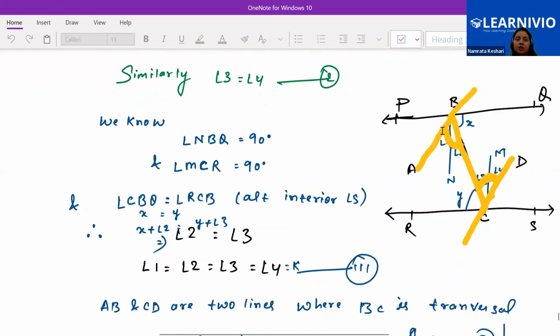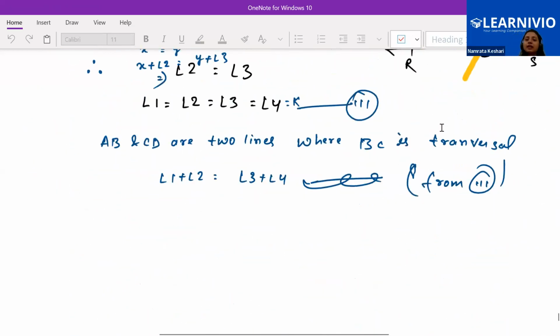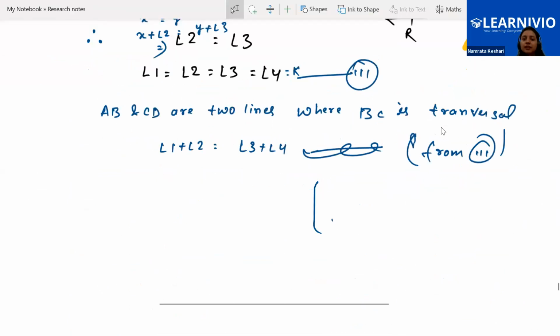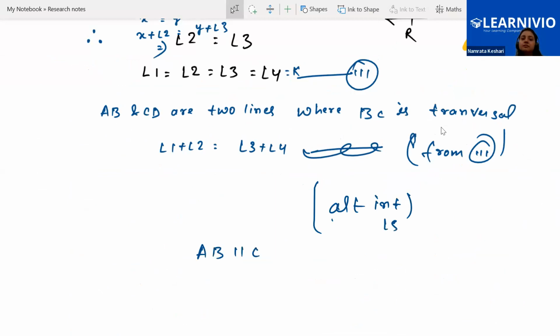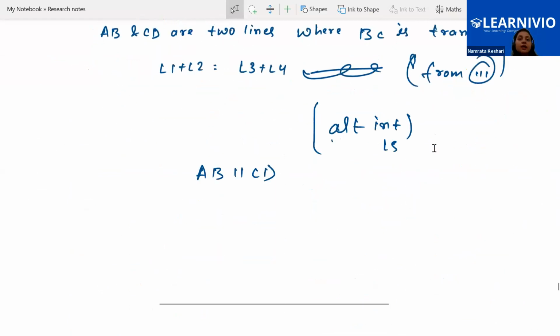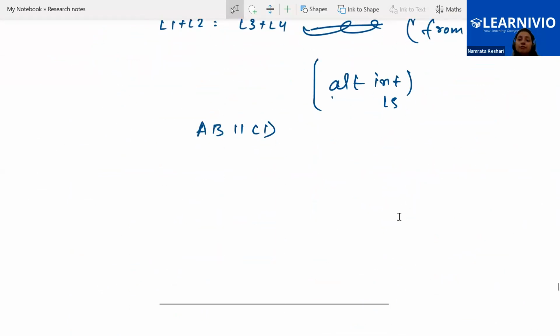Okay, so here we will write that it's a pair of alternate interior angle, and hence AB and CD are parallel. I will give you time to note down everything. Again, let me summarize everything.